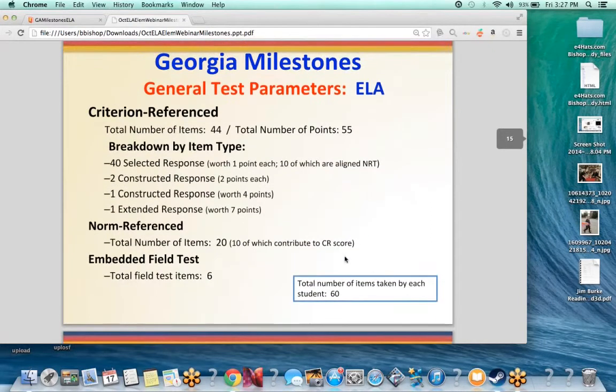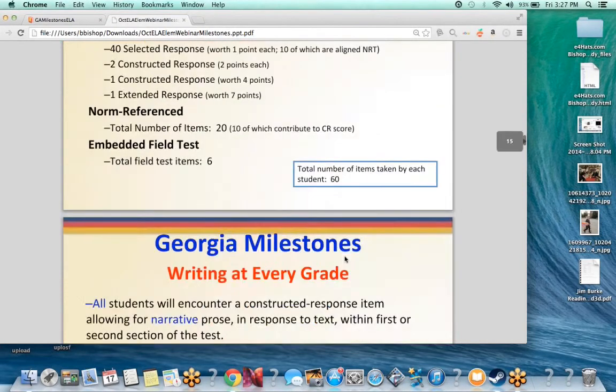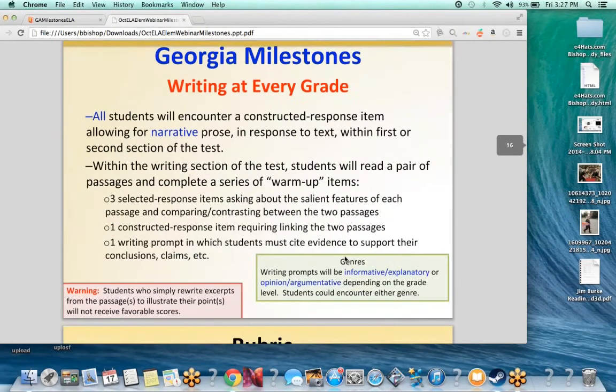We've learned a little bit about the parameters of the test and the breakdown. That slide is provided here. We know now that writing is important at every grade level. It's always been important at every grade level, but now we've really demonstrated as a state that we truly believe that by having integrated writing responses at all grades, 3 and beyond, and not just those magic grades of 3, 5, 8, and 11.